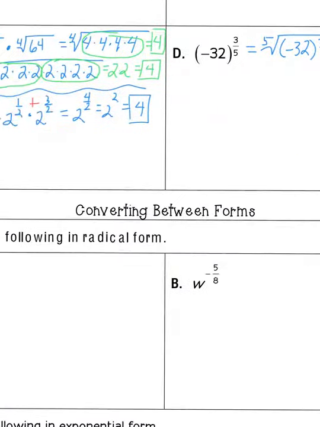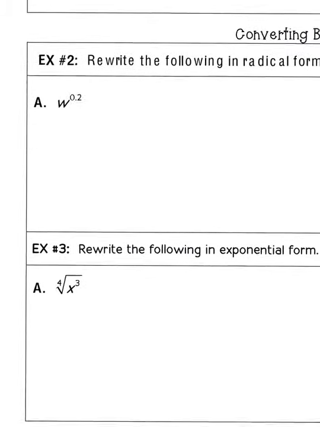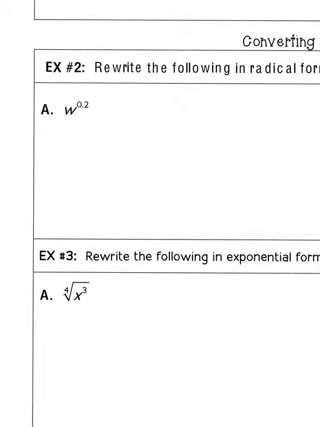All right, so then let's look at example 2. Now we're going to rewrite the power in radical form. As soon as you see that you have a decimal, you want to think of it in terms of a fraction. If you don't know what fraction 0.2 is, you want to read that decimal correctly. If you read it correctly, it's not 0.2, it's 2/10. So I have W to the 2/10. 2/10 reduces to 1/5. And then to put that in radical form, it would be the 5th root of W.